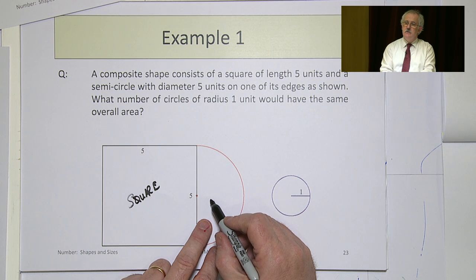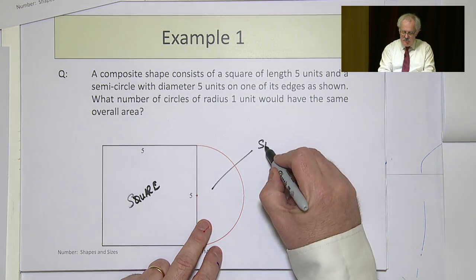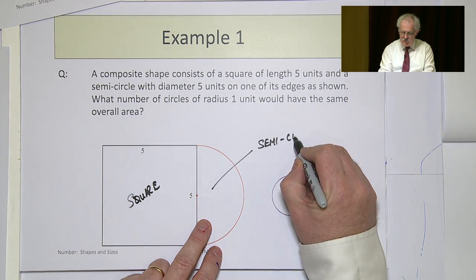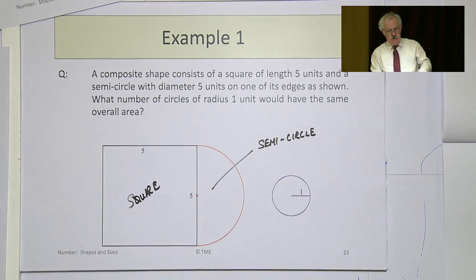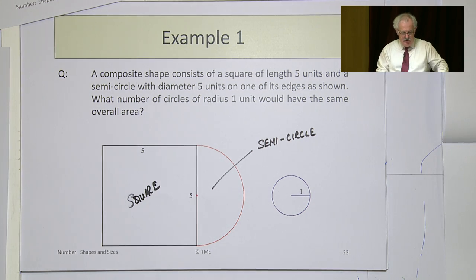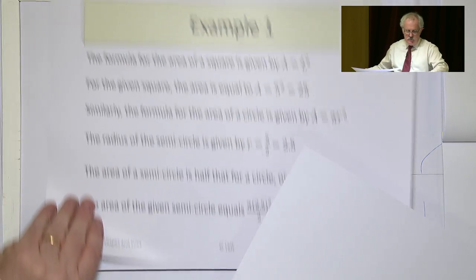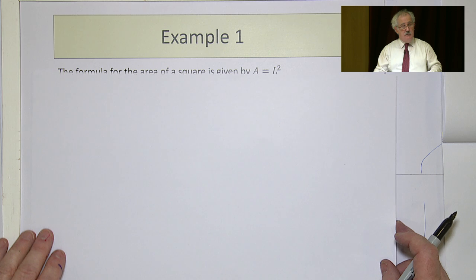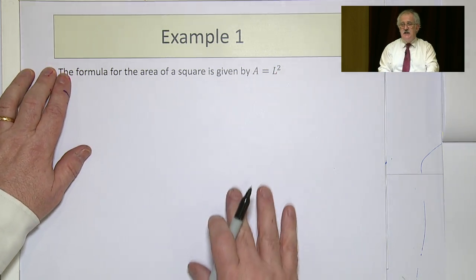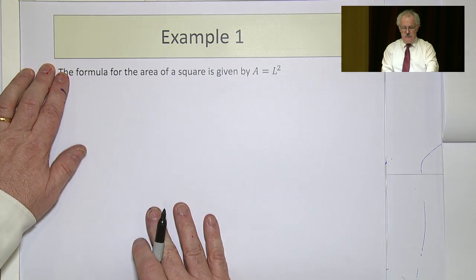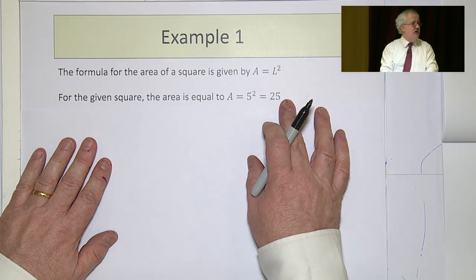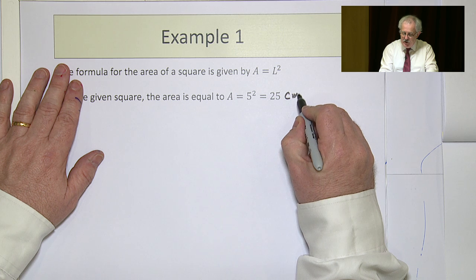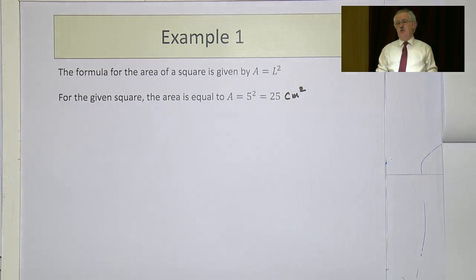And this one here? A semicircle. Both of those are in play at the moment. The square is 5. So the area of a square, if you look up the formula, but you probably won't, is just the length by itself. So for the given square, it's 5 by 5, which is 25. And again, you would probably have units here. It might be centimeters squared or whatever.